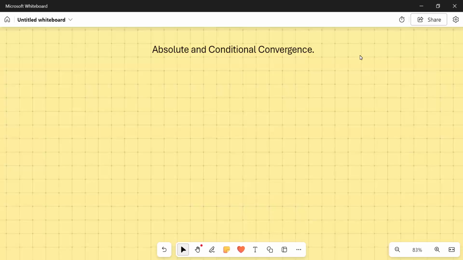Hello everyone, we are going to do the second part of section 11.5, which is talking about absolute and conditional convergence. Before we start giving definitions, I want to consider one special series for which our tests are not going to work. So let's look at the next series. The series is going to look like this: cosine of n divided over n squared, n goes from 1 to infinity.